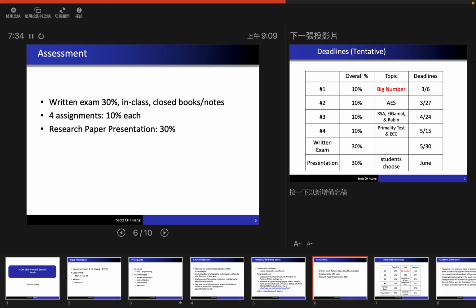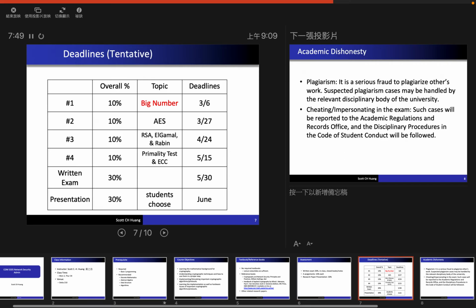So then you guys can choose, and then you guys fill out the form. I will make a Google form. You guys choose a topic, choose a paper, and also choose the time slot, just 15 to 20 minutes. And that will happen in the last month. So that will be something like in June. Okay. So these are the deadlines.